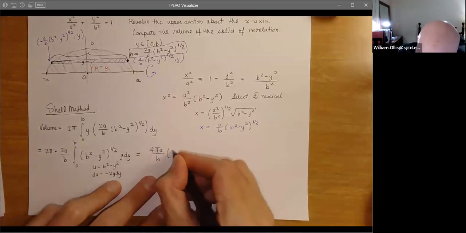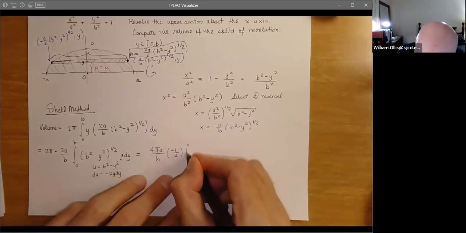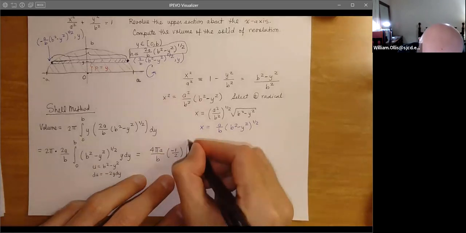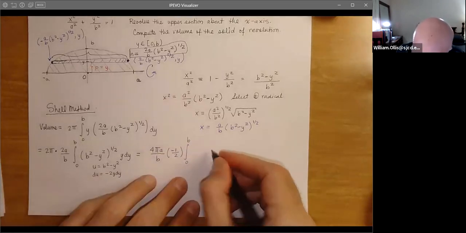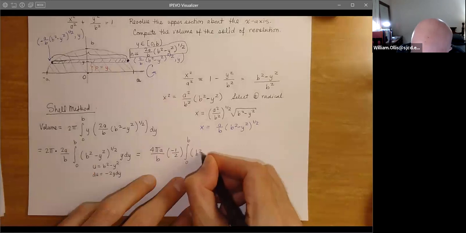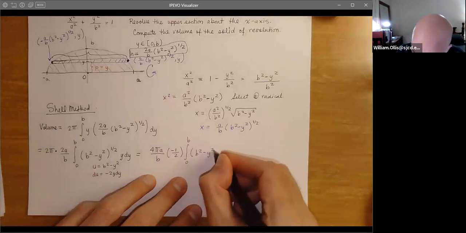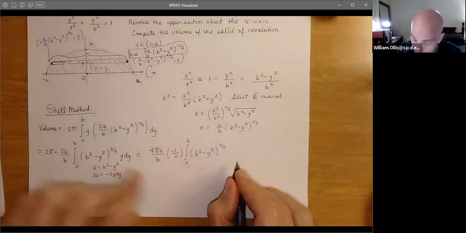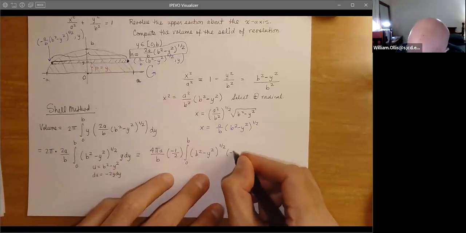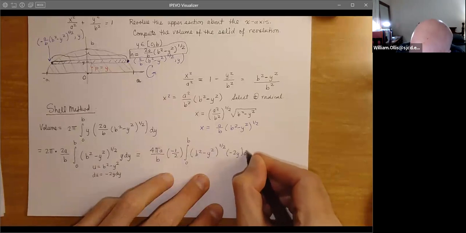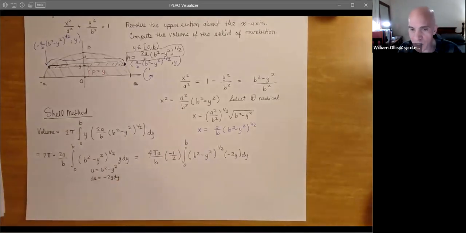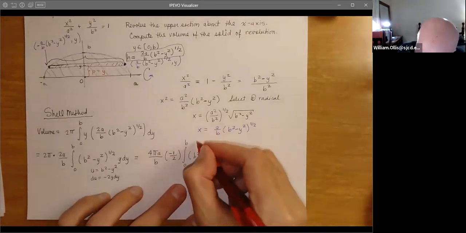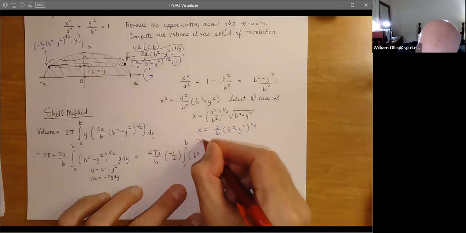So we'll have a negative 1/2, or 1 over negative 2, integral 0 to b, and now we have b squared minus y squared to the 1/2, and then again put in the negative 2 to make it table ready, dy. So we've done this a million times. This is actually not too bad. So this is table ready.